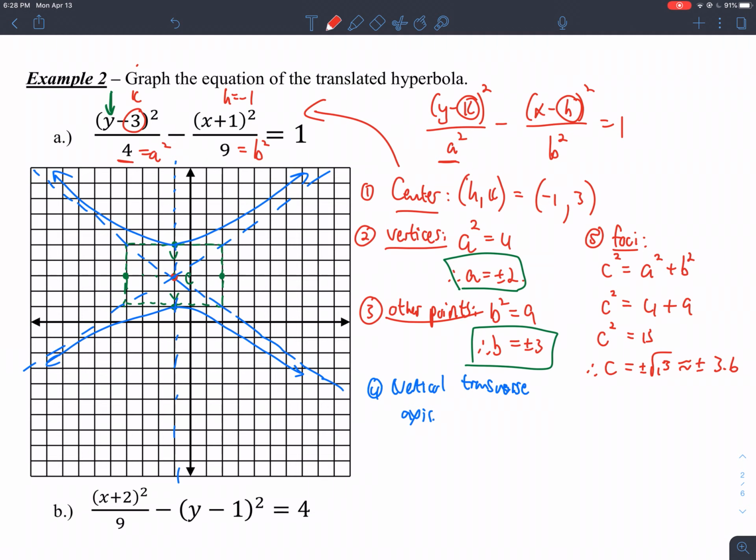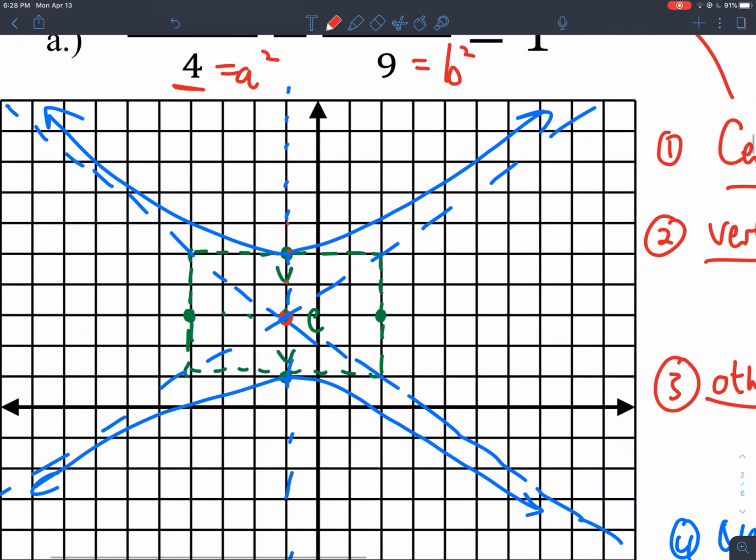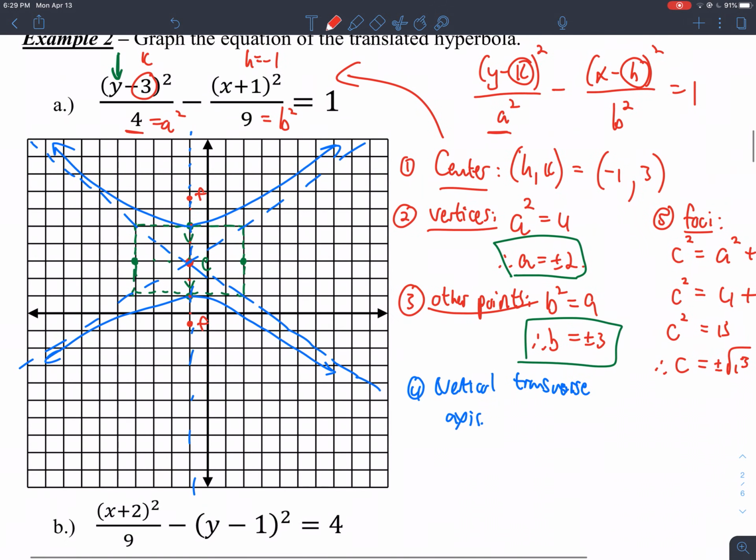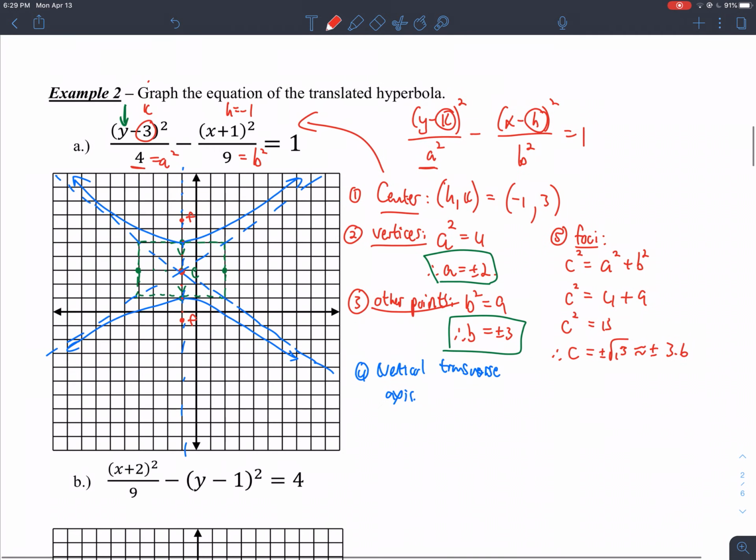3.6 from the center again. 1, 2, 3.6. That puts me maybe up here somewhere, and we can label that focus. And then 3.6 here. 1, 2, 3.6, maybe down here, and call that a focus. Okay. And at that point, you're done. There's nothing else really you can do to graph this. All right? Okay.